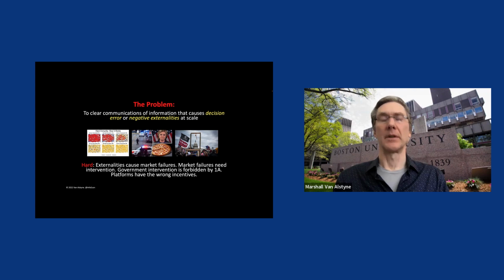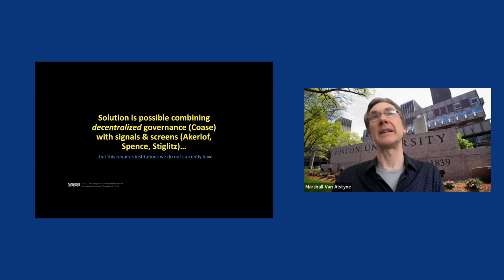As Steve mentioned, I've been working on this issue for a while, and so I believe that there are solutions that do exist. I believe the solution is possible, combining decentralized governance, effectively using marketplaces with costs to deal with them. And we also need signals and screens, because we need credible signals when someone does know something and when they don't, and we don't currently have those. But the point that I'm going to make here is this requires institutions that we do not currently have. And I think one of the big issues here is to design institutions to make that happen.